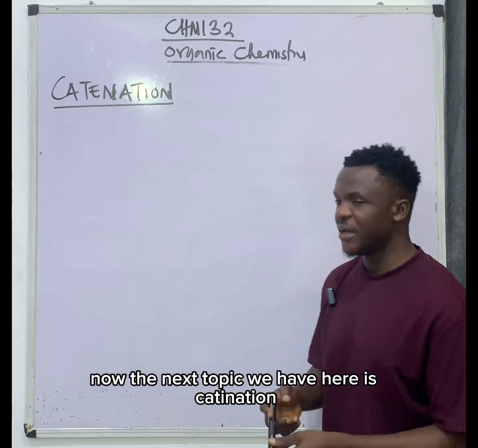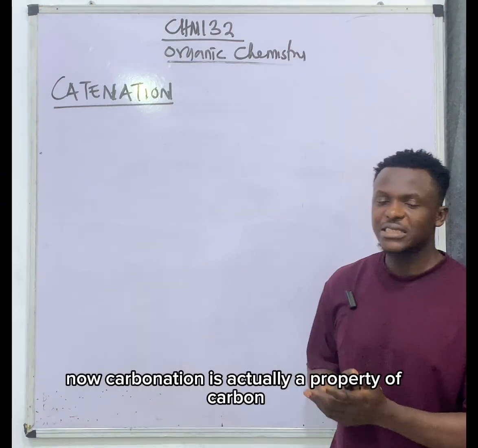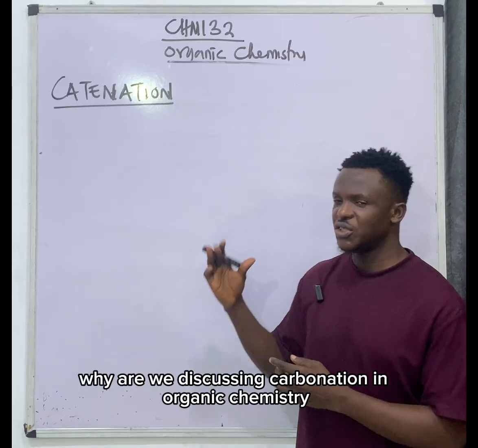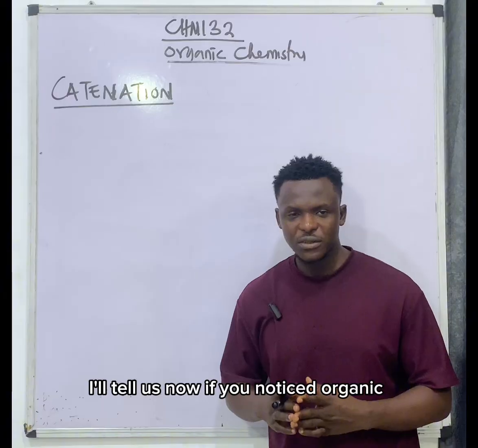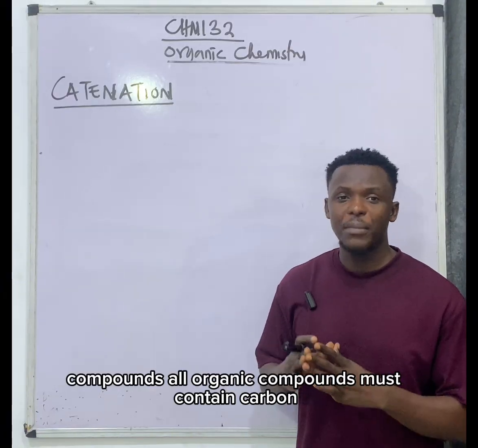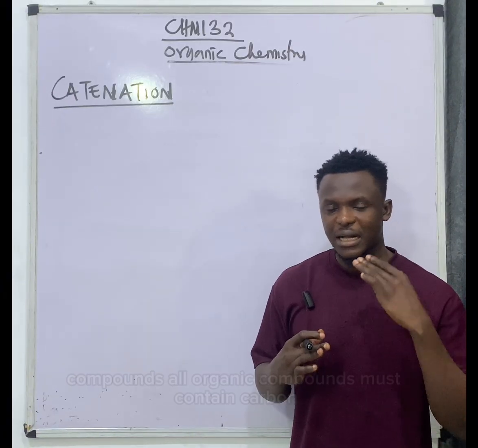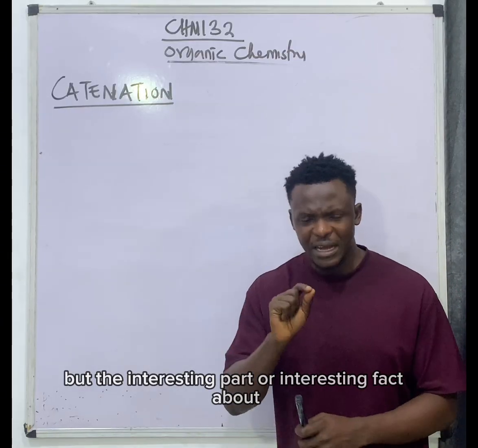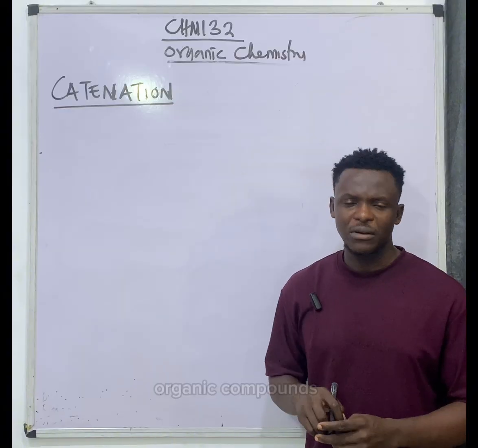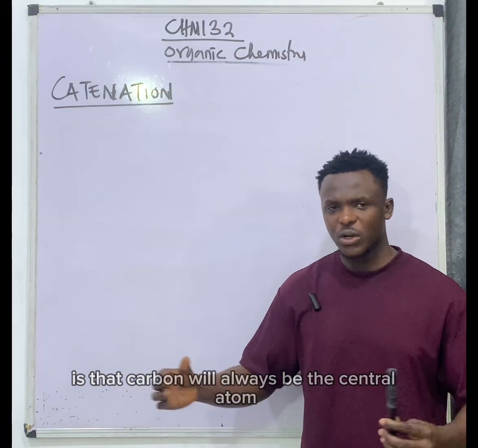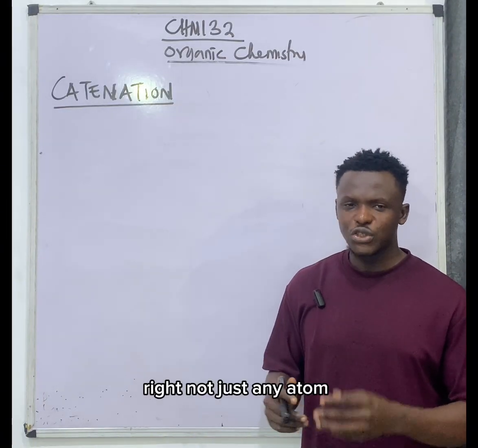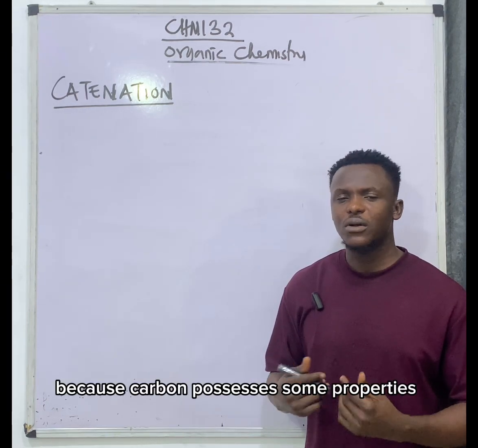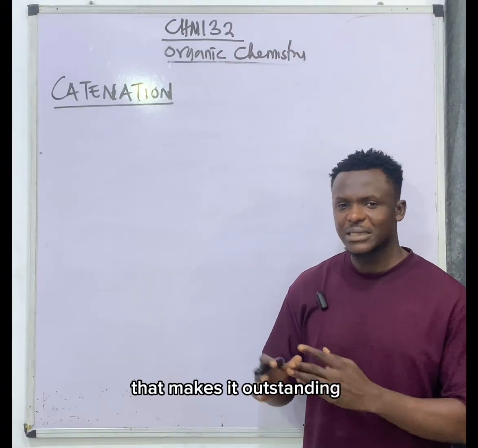Now the next topic we have here is catenation. Catenation is actually a property of carbon. Why are we discussing catenation in organic chemistry? I'll tell us. If you noticed, all organic compounds will always contain carbon. But the interesting fact about organic compounds is that carbon will always be the central atom, right? Not just any atom can be at the center of organic compounds. It must always be carbon. Why? Because carbon possesses some properties that make it outstanding.